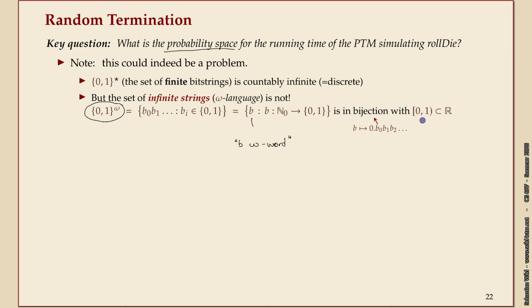You could also think of these as real numbers between 0 and 1, written as infinite binary fractions. In particular, this is actually a bijection. You can take your infinite omega word and just write 0 dot and then the bits, and that's a number between 0 and 1. And you can exactly represent all real numbers that way. It's almost by definition, so maybe it's not super exciting.